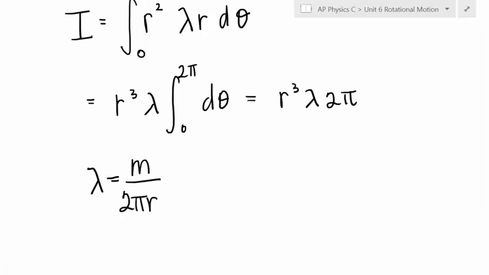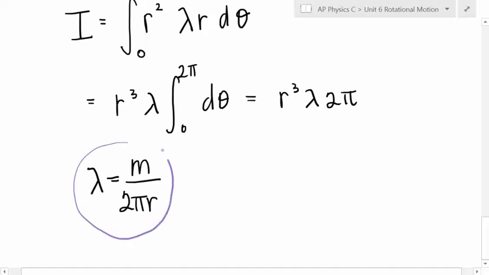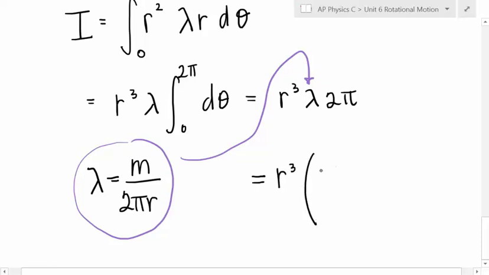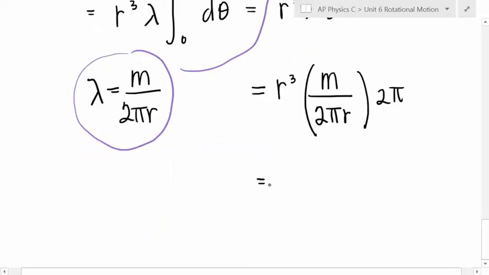So let's make this substitution back in over here so that if I have the mass of the hoop, I can find the moment of inertia. So I have r cubed times the mass of the hoop over the circumference of the hoop times 2 pi. Now what's that give us? You have an r cancel with an r here. We have a 2 pi and a 2 pi, and we get mr squared for the hoop.